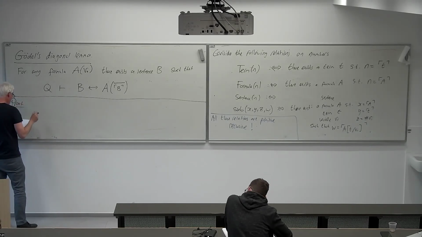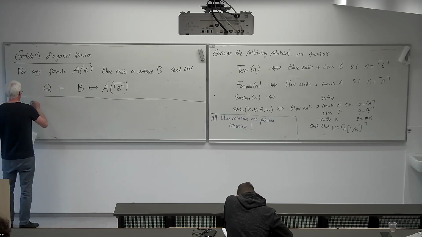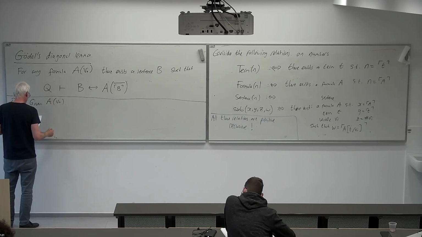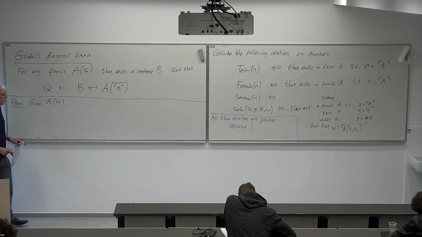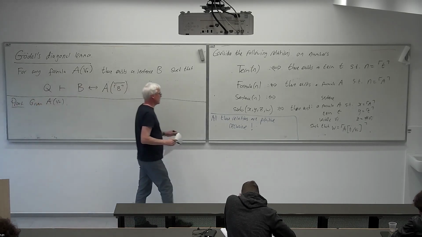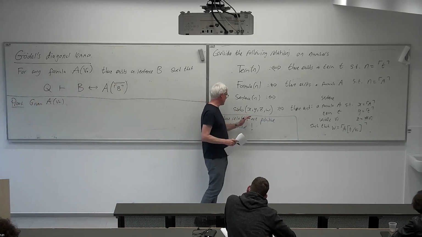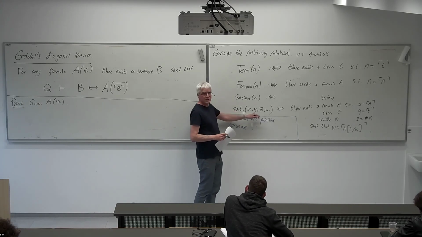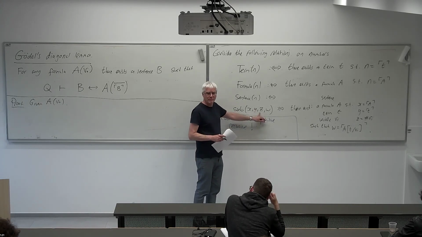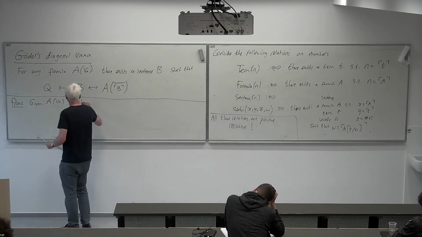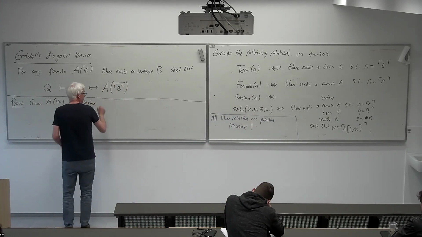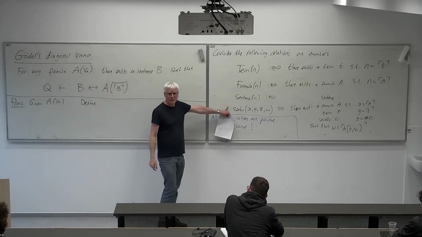So we're given a formula A, which has one free variable v0. Now, for this proof to work, we need to use a variant of the substitution function. So I'm going to define that. That's why I left this material on the board, because I want to compare this.